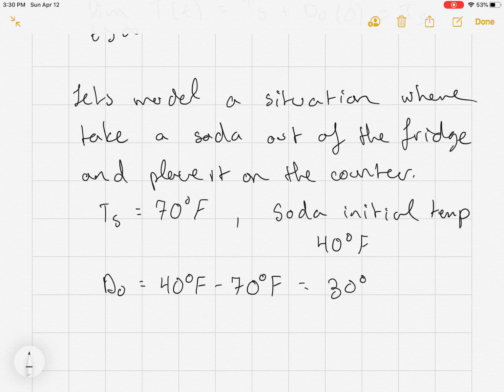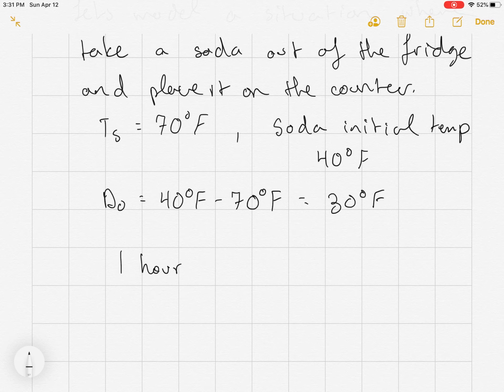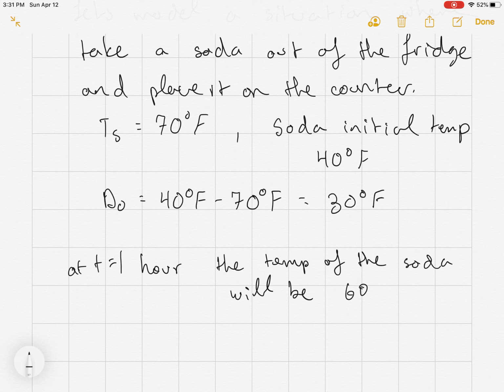And once again, I'm just kind of making this up here. We're going to say that at t equals 1 hour, the temperature of the soda will be, let's say it gets up to 60 degrees Fahrenheit.